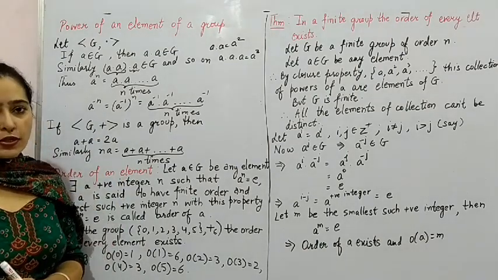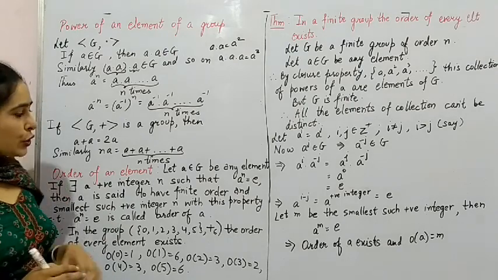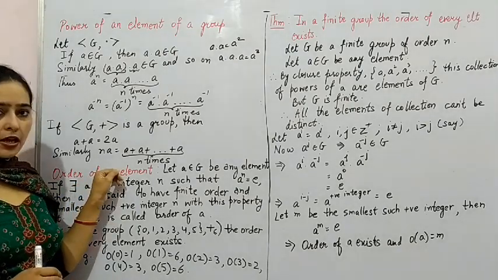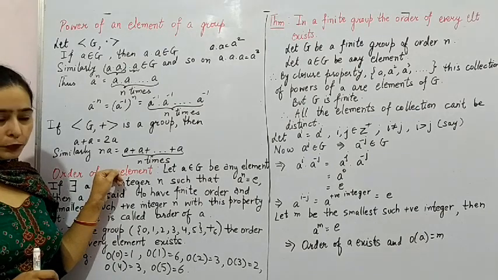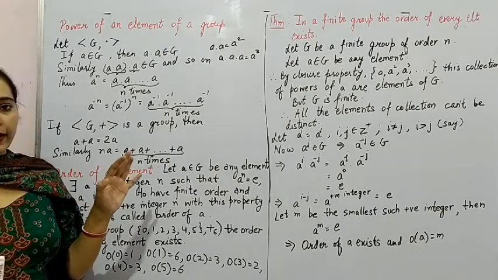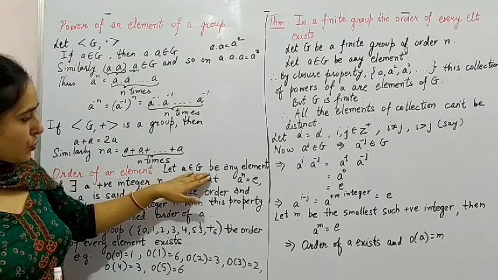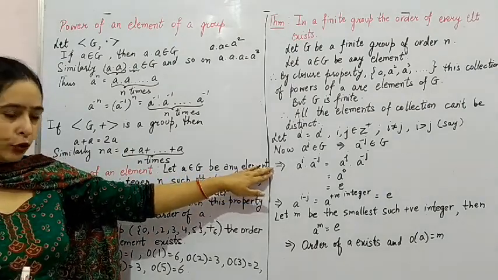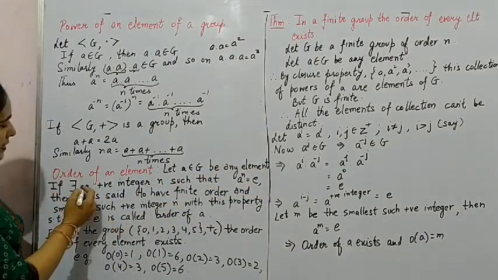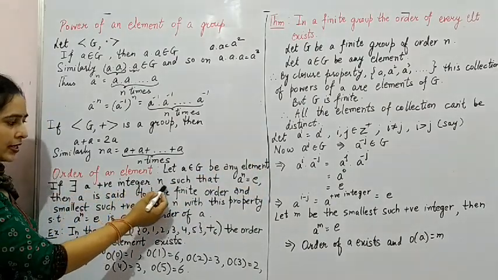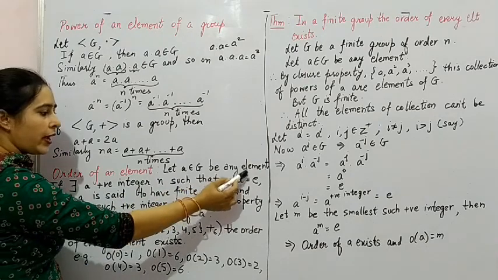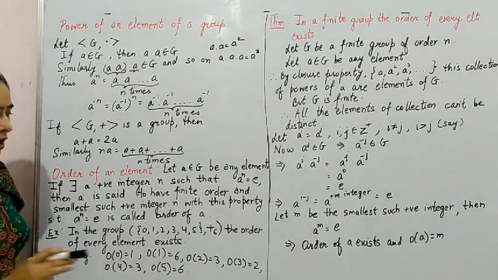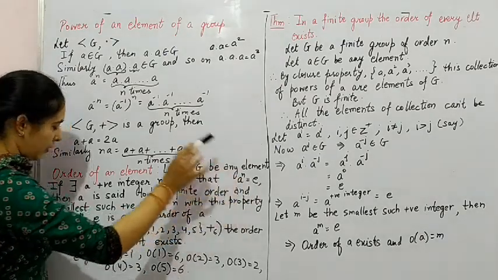Now come to a new concept, the order of an element. It is a very, very useful concept in group theory. You must understand the order of an element to understand further concepts and further theorems of group theory. Now what is the order of an element? Let a belonging to G be any element. We have taken any element of the group. If there exists a positive integer n such that a raised to the power n is equal to e, we have some positive integer n which satisfies this property.